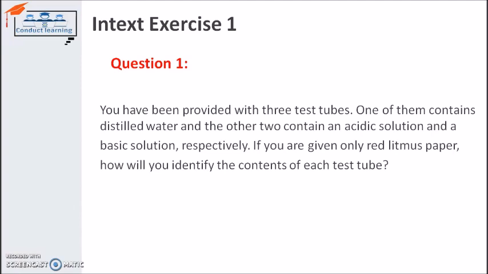you have three test tubes, or three different solutions. One solution is distilled water, which is a neutral solution. The second is an acidic solution and the third is a basic solution. And you are given only one litmus paper, whose color is red. And you know that red litmus paper changes its color only when the solution is a base, and the color will be changed to blue.